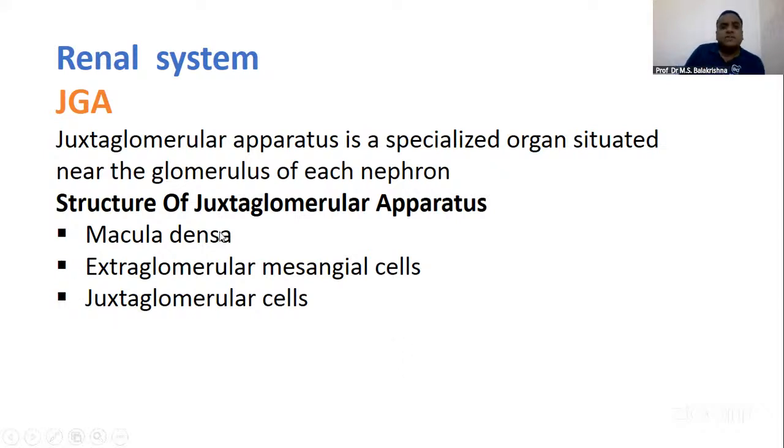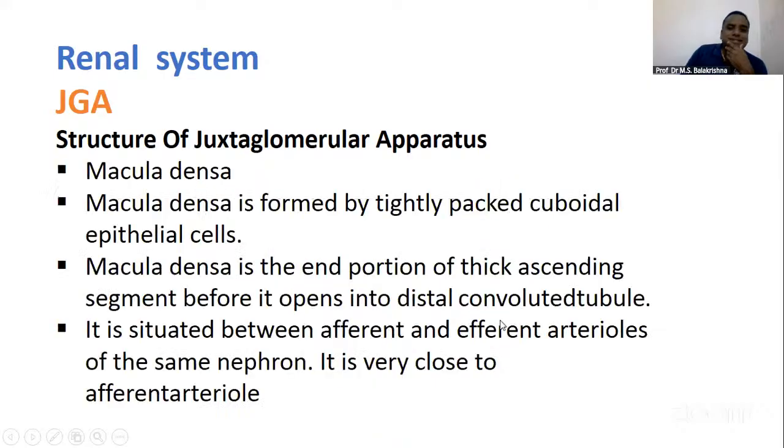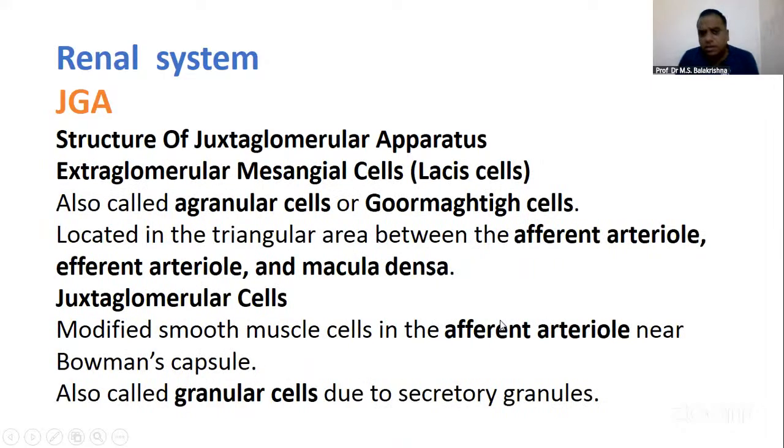So the structure of the juxtaglomerular apparatus has three parts: macula densa, extraglomerular mesangial cells, and the juxtaglomerular cells. The same diagram you have seen here. These are the glomerulus, mesangial cells. Between the afferent and efferent arteriole, some cells are present. The cells are glomerular mesangial cells.